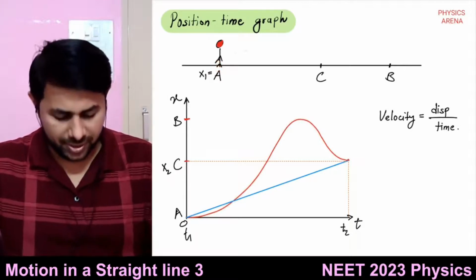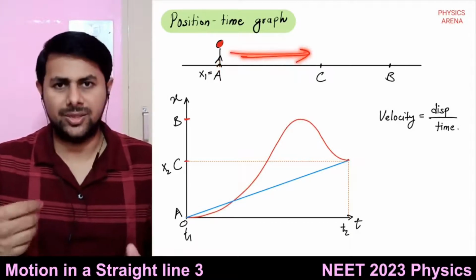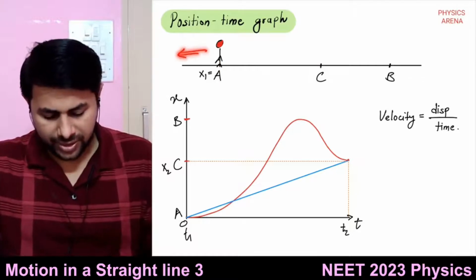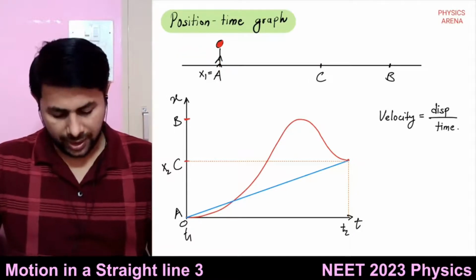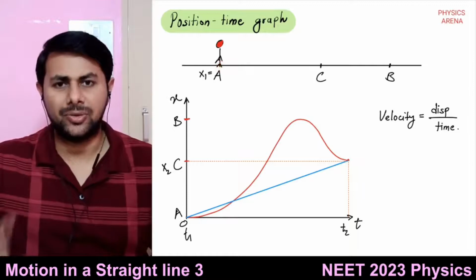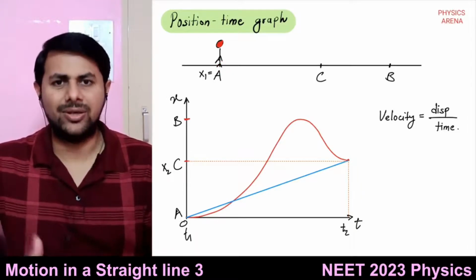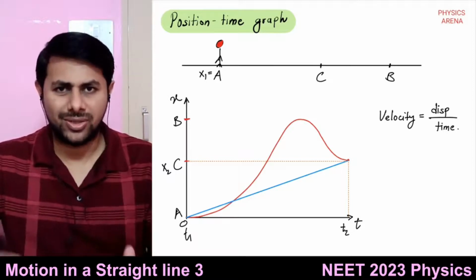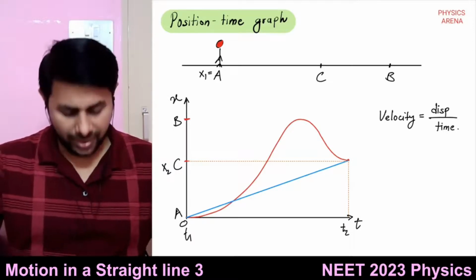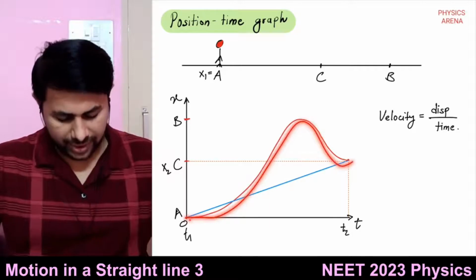The displacement towards right is positive. Displacement towards left is negative. And I will call this point an origin. And the time at which I'm starting, I will call it t equals 0. Okay, so considering all that, the graph will look something like this.